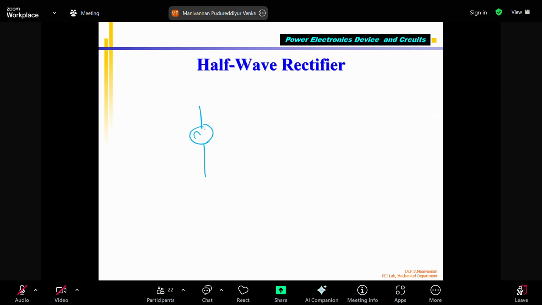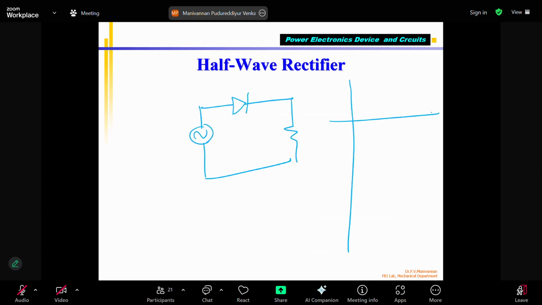The purpose of a diode is as a rectifier. That is the main purpose: converting AC voltage to DC voltage. This is the symbol for AC voltage, correct? That means no plus or minus, AC voltage. My voltage is varying like this.